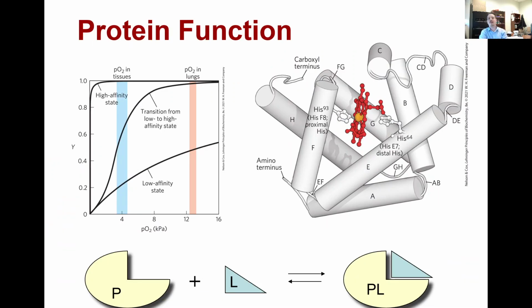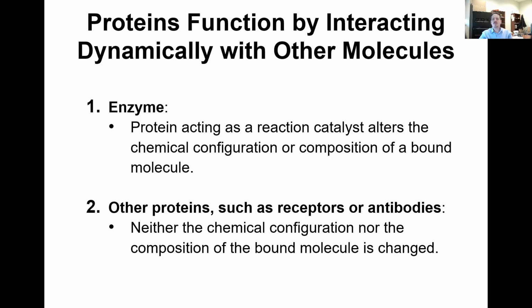Hey guys, so I'm going to give you a very abbreviated and cut down version of the graduate level protein function lecture. So really what I want to communicate is that proteins can be broken down into two different categories. You can break them down to enzymes, where a protein is going to bind to something and then change that thing and then release it.